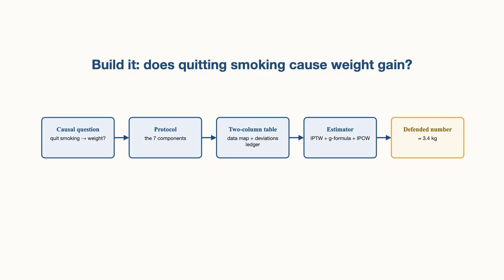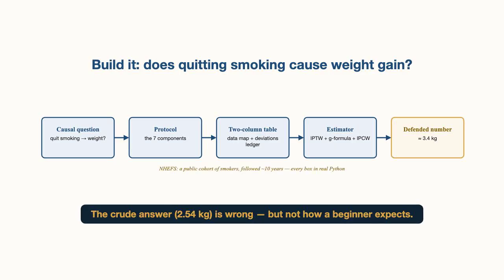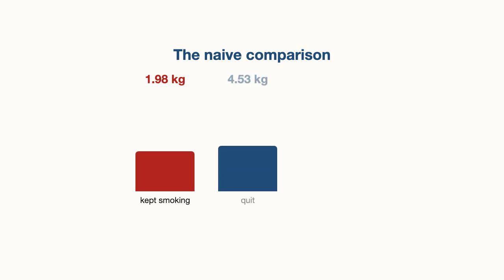One twist sets the tone. The crude spreadsheet answer says quitters gained 2.5 kilos more than continuers. That number is wrong, but not in the direction a beginner expects. Start with eligibility and time zero. Just honest filtering, 1,500-odd smokers with a measured weight change. Now the naive comparison. Among people who kept smoking, average weight gain, about 2 kilos. Among quitters, about 4.5. Subtract, and the crude difference is 2.54 kilograms. A spreadsheet would report that and stop.